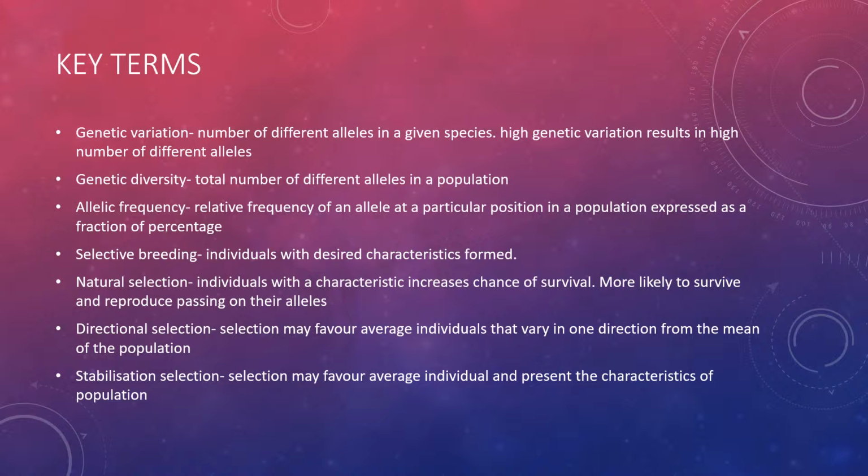Selective breeding: individuals with the desired characteristics are bred. Natural selection: individuals with a characteristic that increases the chance of survival are more likely to survive and reproduce, passing on their alleles. Directional selection: selection may favor individuals that vary in one direction from the mean of the population. Stabilizing selection: selection may favor the average individual and preserve the characteristics of the population.